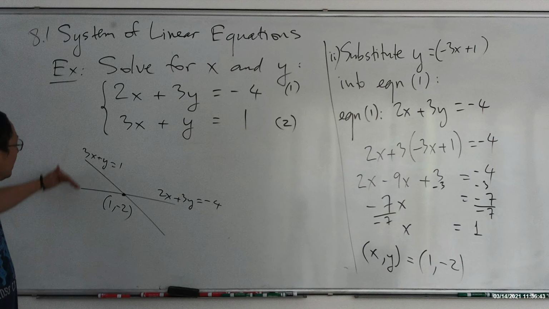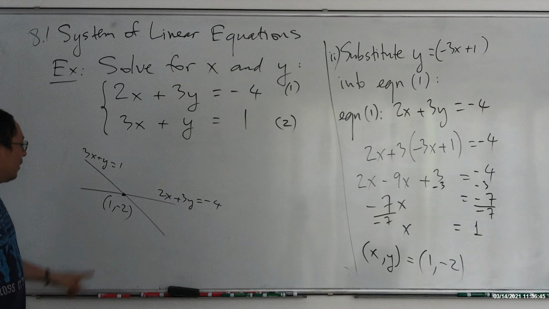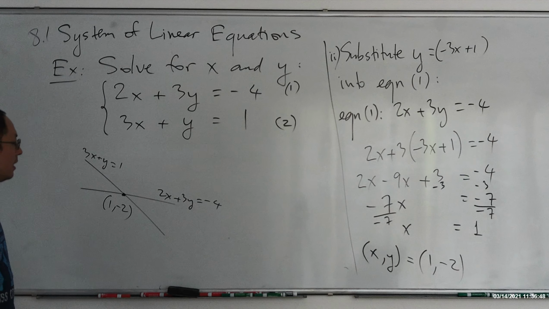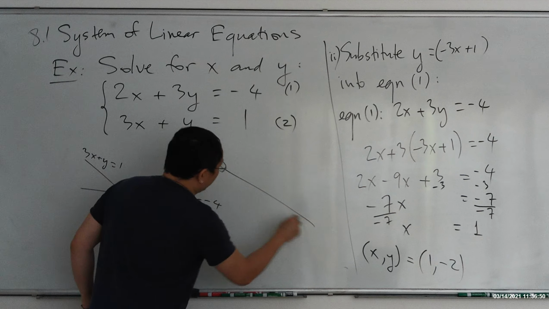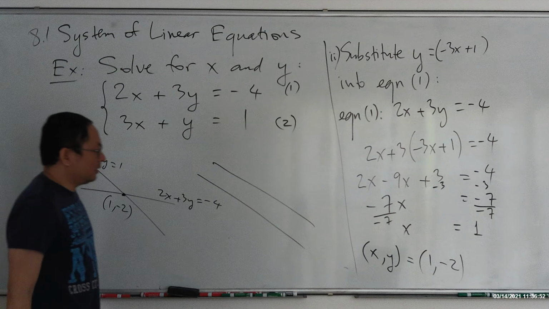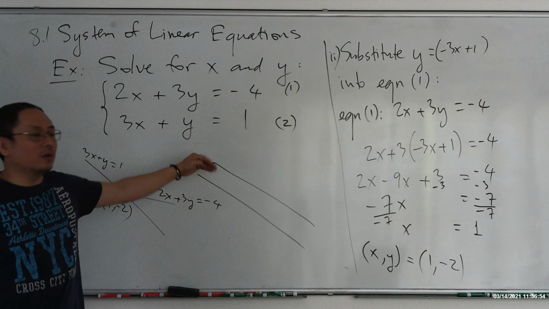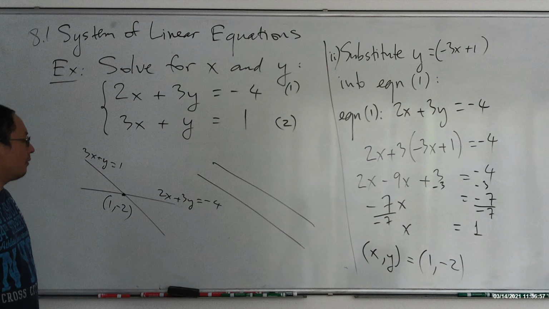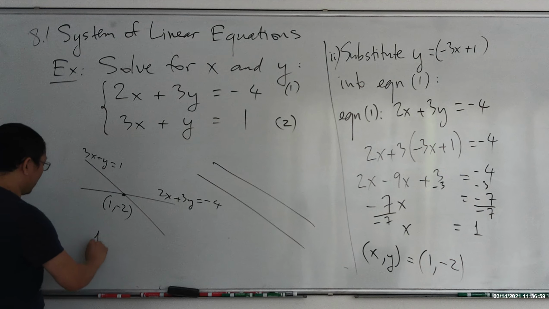If you understand the system of linear equations in 2 variables as a system of lines, we have several cases. If the 2 lines intersect each other at one point, you have one solution. What if the 2 lines never intersect each other? In other words, the 2 lines are parallel. You know what? You have no solution. So this one right here, you got one solution.